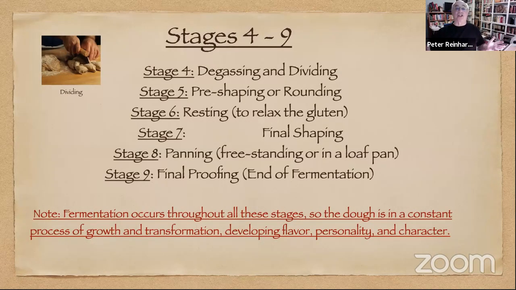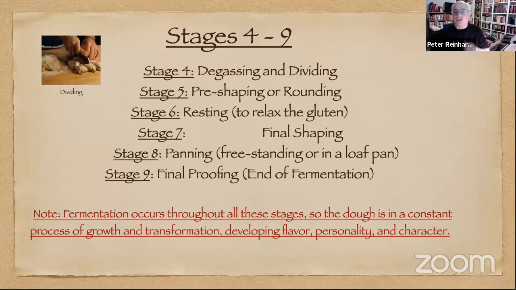Some people call it punching, but you don't really have to punch the dough unless you want to. Some people like to punch the dough, that's okay. But we're really dividing it into smaller units that will be the individual pieces of bread that we're going to bake. The next stage is to pre-shape it, sometimes called rounding. Sometimes rounding can also be in the form of a torpedo. It doesn't have to be a round shape. It depends on where we're headed with the final shape.